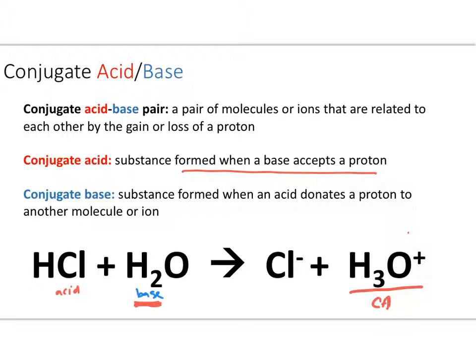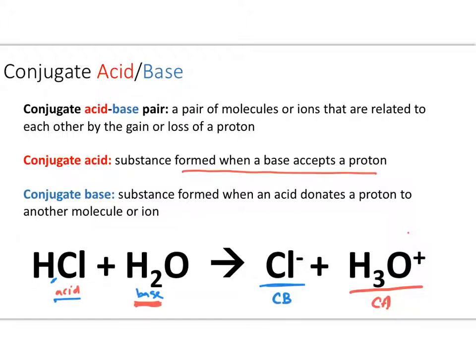Conversely, if we look at our conjugate base, our conjugate base is going to be basically what's left over after our acid transfers its proton. So this proton got transferred, so chloride is what's going to be left over on this side. So this is going to be my conjugate base.